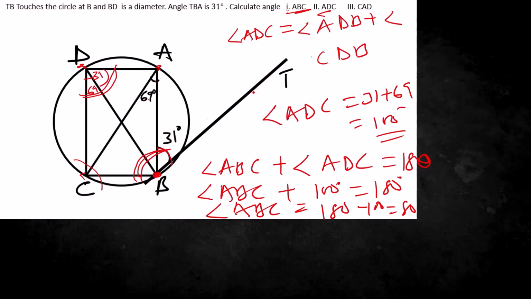Okay. Now let's talk about CAD. CAD is this side. But we know this side, so let's find this side. Now don't forget that BD is a diameter. If BD is a diameter, it means the angle that subtends the circumference here is 90 degrees. So everything is 90 and this side is 69. What will be this side? I think it will be 21. So this side will be 21. All right, so that's that.